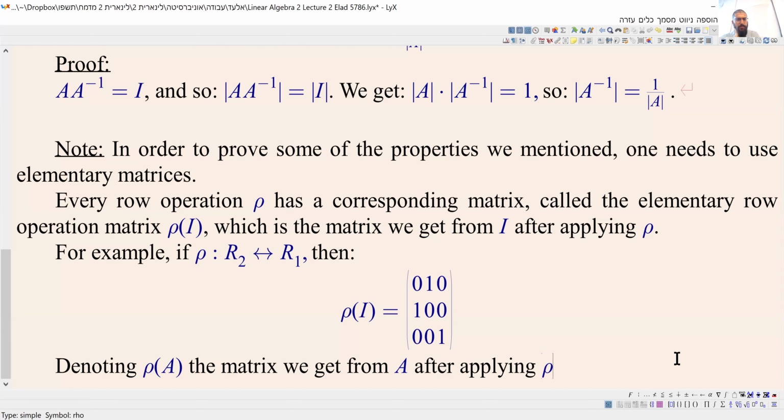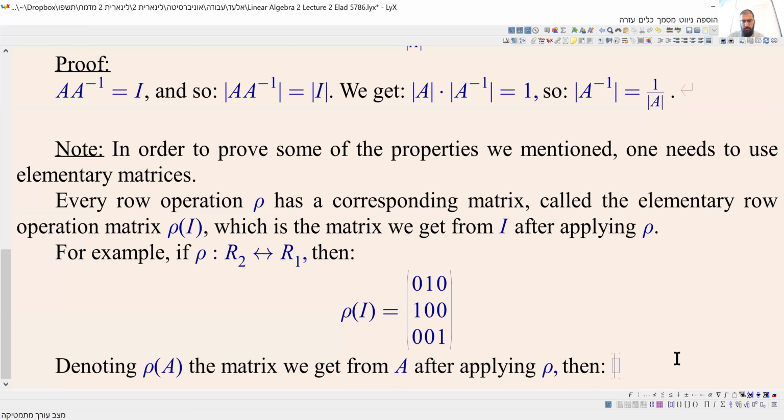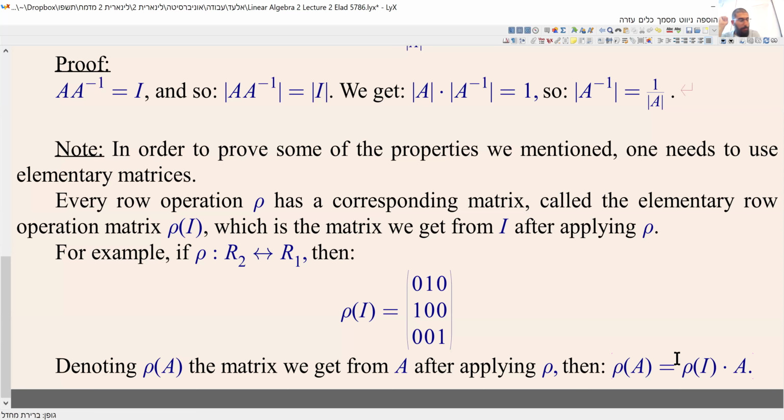If we're denoting row A, the matrix A after applying a row operation, then row A is actually row I multiplied by A. Yet again, come again. Instead of applying the row operation, one can multiply the matrix by the corresponding elementary matrix, which does the same row operation, of course. This fact is used when proving some of the properties and claims about invertible matrices, for example.